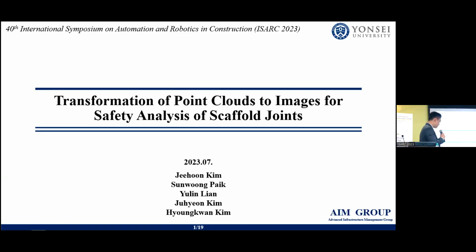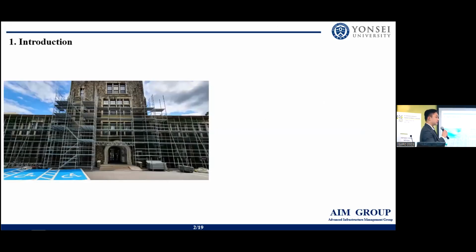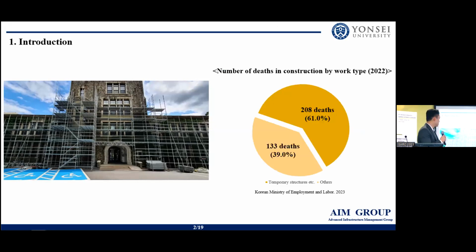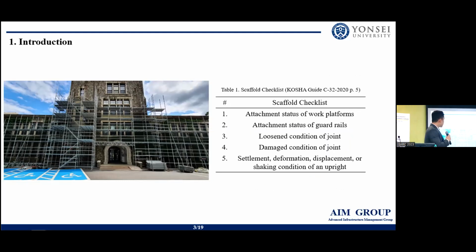So these are my co-authors. And now this is a picture of a scaffold. According to the statistics from the Korean Ministry of Employment and Labor, among the 341 deaths from the Korean construction sites in 2022, 208 of them were related to accidents that happened on the temporary structures or on the surface of the buildings. A site manager is supposed to check this list of regulations whenever a scaffolding is built and dismantled. And my research has been conducted to automate these procedures.